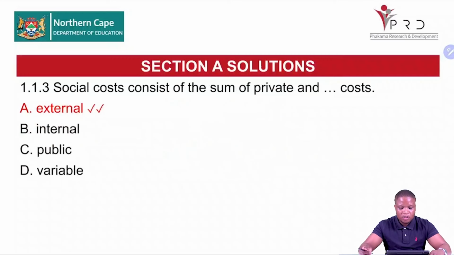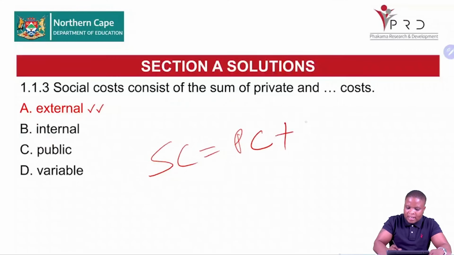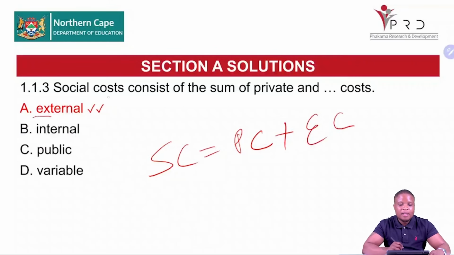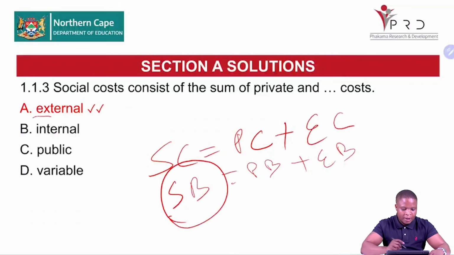Social costs consist of the sum of private and what? For you to get social cost, you take private cost plus external cost, then you get the social cost. Same goes for social benefit. You take private benefit plus external benefit, then you get a social benefit. Remember, externalities are benefits or costs that affect a third party who is not involved in the transaction in the first place.